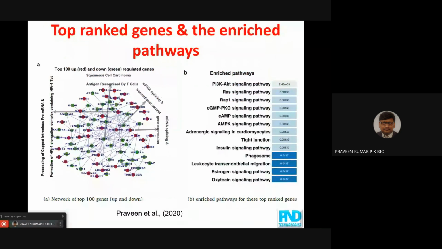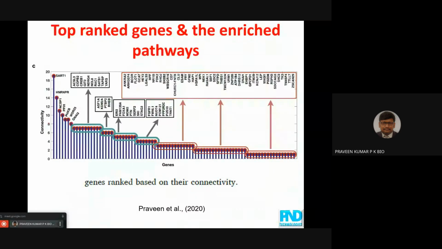Then I went for gene enrichment through different pathways, like PI3K, AKT, RAS. I have mentioned the p-values for these, and what is most important, we can see from the intensity of the colors. The red color shows the positively expressed genes and the green shows the negatively expressed genes. If I take the positively and negatively, upregulated and downregulated genes, we can see them in the form of colors. So like this, we can see the top ranked genes and the enriched pathways.